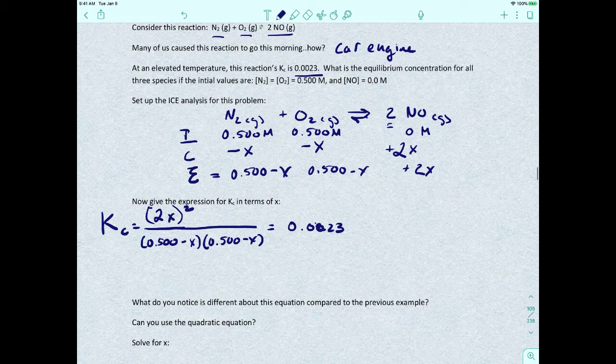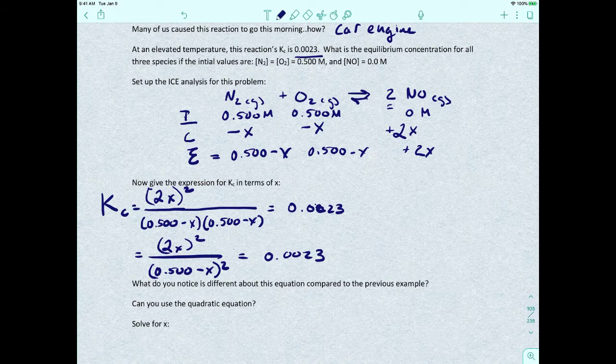Okay, now I can simplify this a little bit, because on the denominator side, we have 0.500 minus x twice. We're multiplying each other. That's the same as saying 2x squared divided by 0.500 minus x squared. And that's equal to 0.0023. Okay. Now, with this equation, well, first off, we can get this into a form ax squared plus bx plus c is equal to 0 and solve with the quadratic formula. But for this equation, we do have a little bit of a cool trick here.